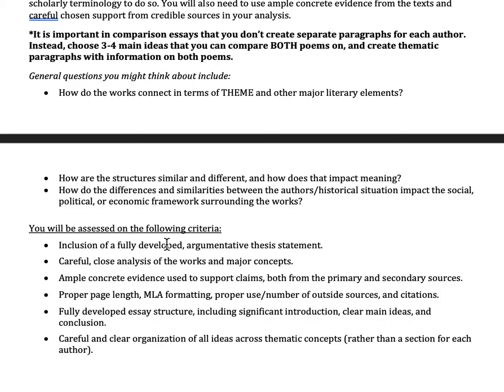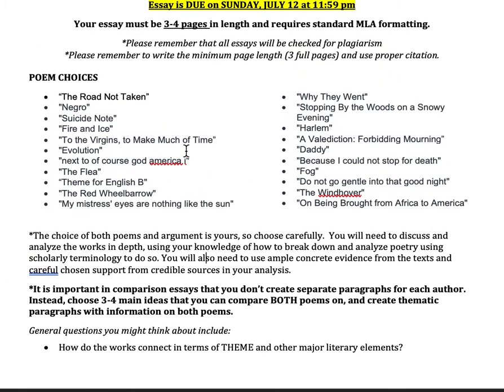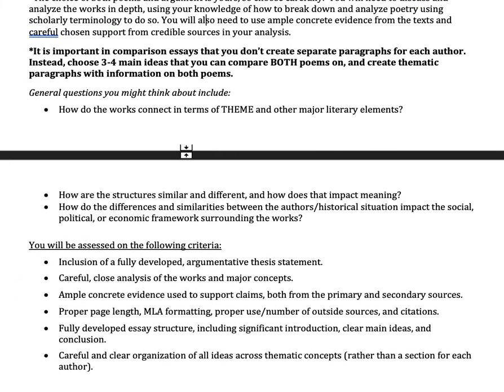So some things to think about. How do the works connect in terms of theme or other literary elements? Where are the structures similar? Where are they different? And how does that impact meaning? How do the differences and similarities between the authors' biographies or the historical situation help create that meaning? How does the social, political, economic context around the work help inform the goals or the messaging from the author?